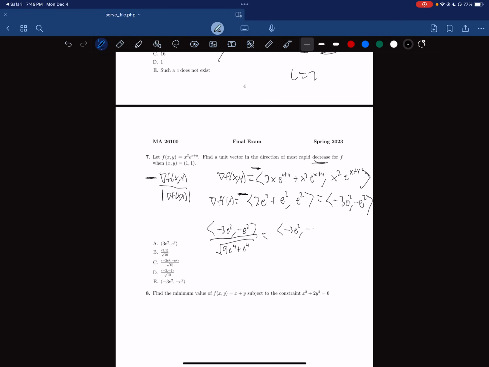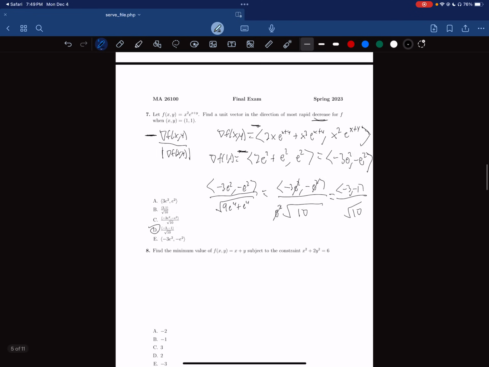we're going to get root 10 times e to the fourth, and we can take the square root of e to the fourth as e squared and take that out here, just because e is positive. It doesn't really matter. And we can see here that the e's actually cancel, so that's very nice. And we're just left with (-3, -1) all over root 10. That looks like it is D here.